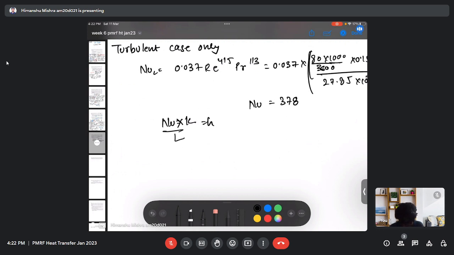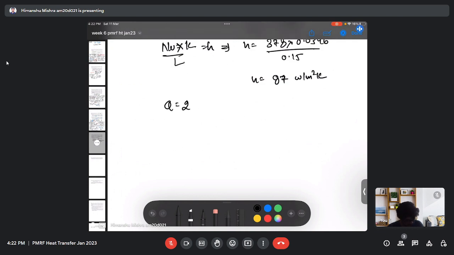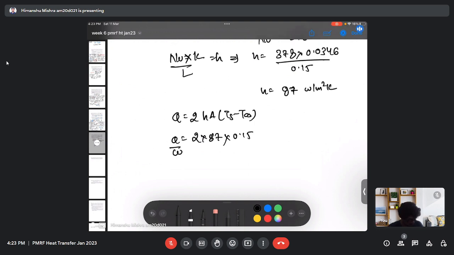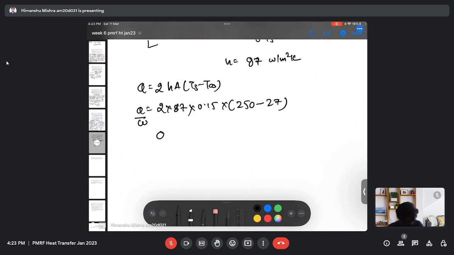And this will be my heat transfer coefficient. The thermal conductivity is 0.0346. So my heat transfer coefficient will be 87 watt per meter square Kelvin. Now I can use Newton's law of cooling to find the heat transfer. We need to determine the heat transfer per unit width. My length is 0.15. So my heat transfer per unit width will be 5826 watt per meter.